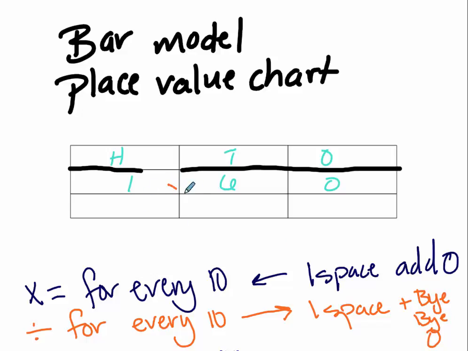So let's see. This is what it looks like. Move. Get rid of it. Throw it in the garbage. And then we write it out. 16.